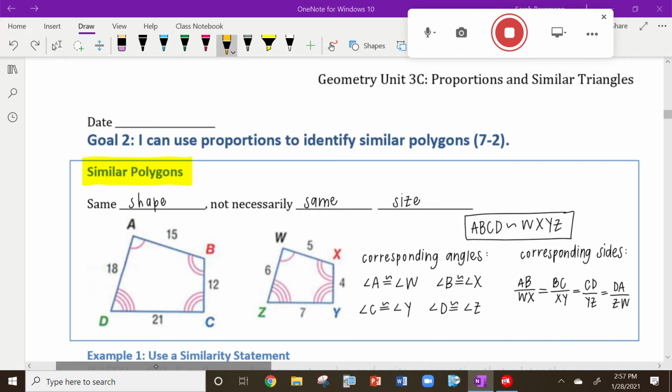Now, the corresponding sides are not congruent, however, they are proportional. So if we look at the corresponding sides, such as AB and WX, they are proportional to every other corresponding side. So if you look, AB is divided by 3 to get WX. In other words, it's multiplied by 1/3. We can do the same thing for every other pair of corresponding sides. 12 is multiplied by 1/3 to get 4.